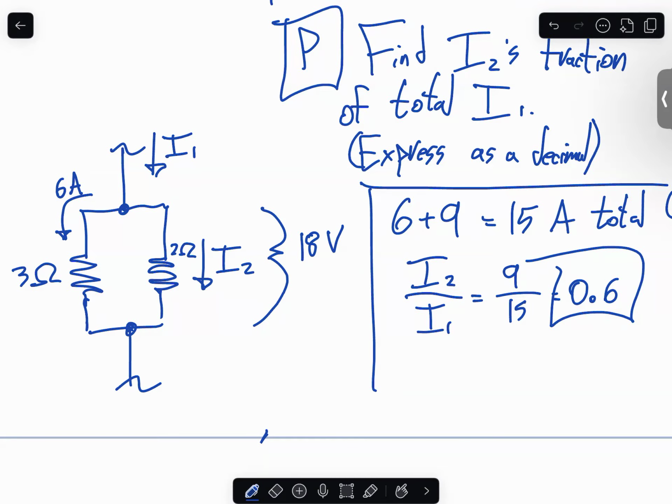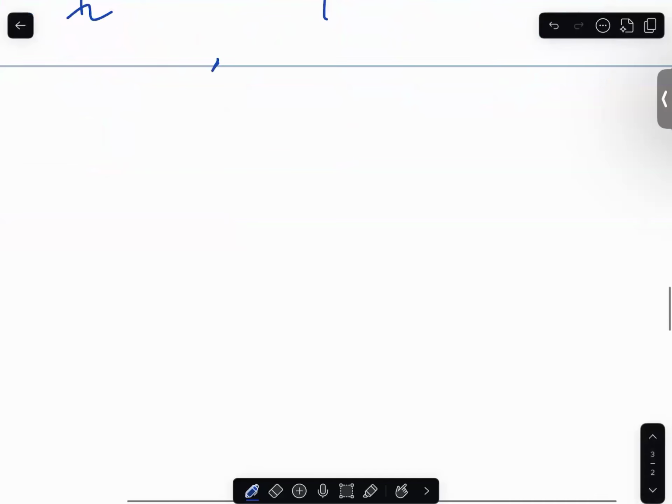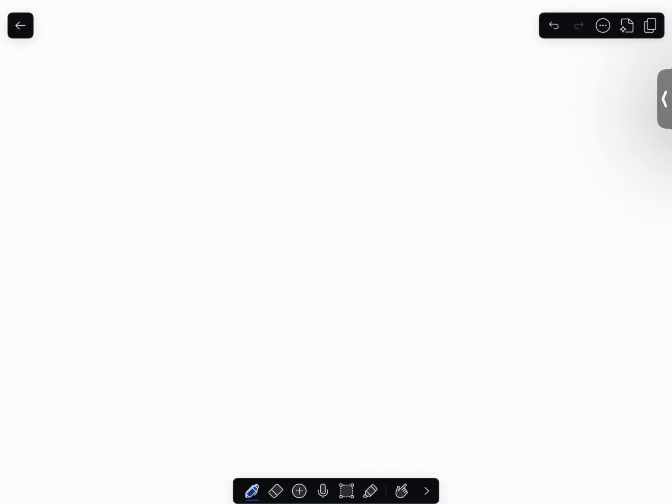Okay. So that's another question. That's another circuit that you must analyze. Now let's see if you know series and parallel and how to add.